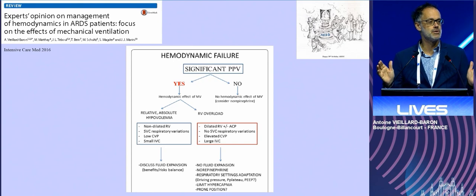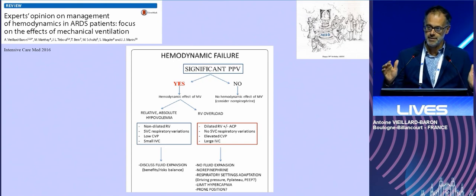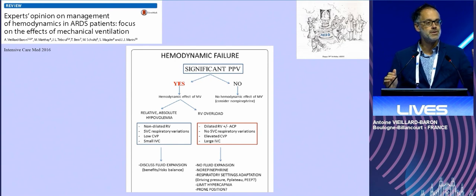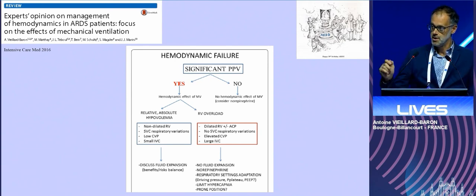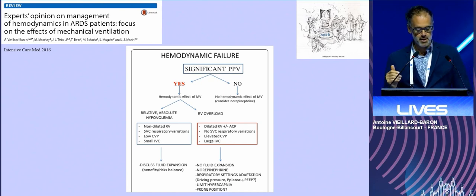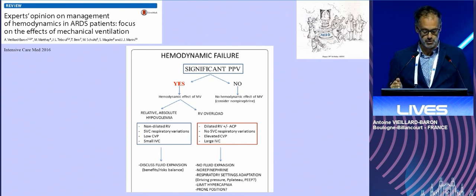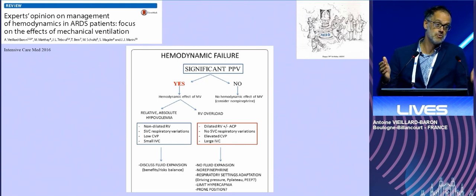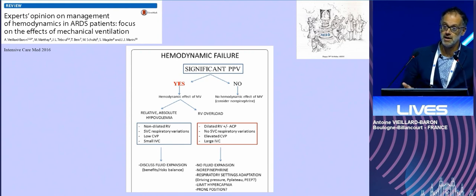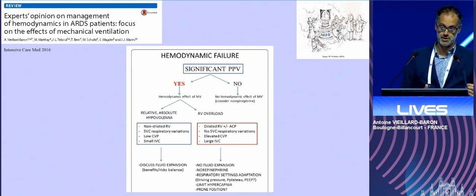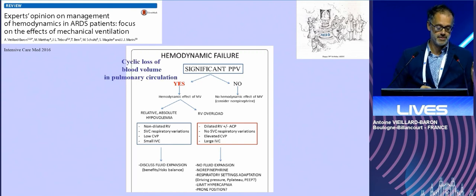When I have to manage a patient with ARDS, I combine the critical care echo approach with a more continuous approach using invasive blood pressure, and I look at how the pulse pressure changes during tidal ventilation. Of course, sometimes I have patients with shock but without any pulse pressure variation. Then the echo will tell me maybe that there is left ventricular systolic dysfunction, or maybe the patient is still profoundly vasoplegic because of the septic process. But if I have significant pulse pressure variation, I know that there is a cyclic loss of blood volume in the pulmonary circulation, and I will use the echo to understand why.